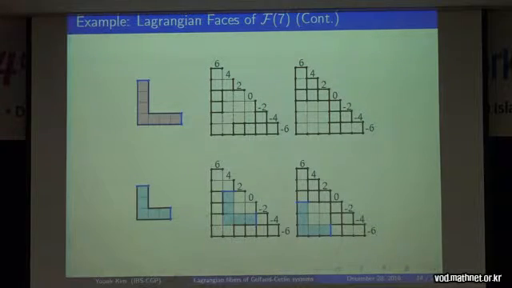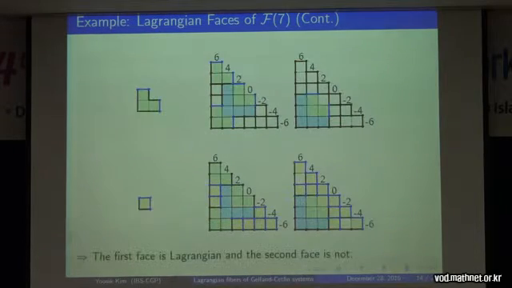So we have two puzzles here. Let's start with a very large L block, a 4x4 L block. There's no place to put it in, so let's throw it away. Then let's reduce the size to a 3x3 L block. Then we have a place to put it in, so put it. Then reduce the size again, and put them in, and then the unit size block. Then the first one is covered by the L blocks. Therefore, the first face is Lagrangian. But the second one is not Lagrangian because these two are not fillable.